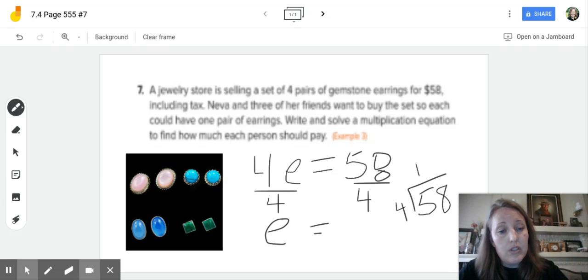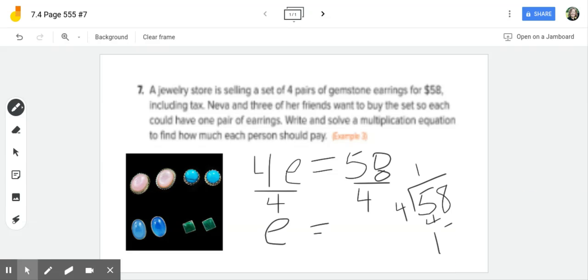4 goes into 5 one time. 4 times 1 is 4. And I have my head in the way. 18 left over. 4 goes into 18. Uh-oh, it's not going to come out even. 4 times 4 is 16. Uh-oh. With 2 left over, I could annex a 0, but I've got to add a decimal, right? Okay, so this is more than $14. We can see that. Annexing a 0. 4 goes into 20 five times.